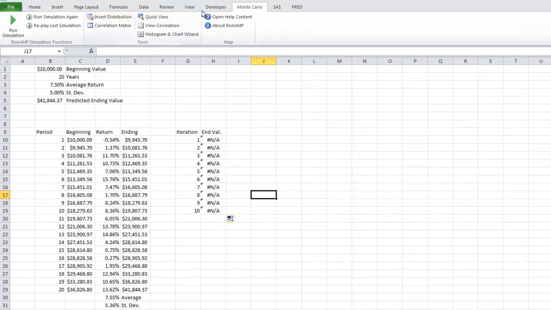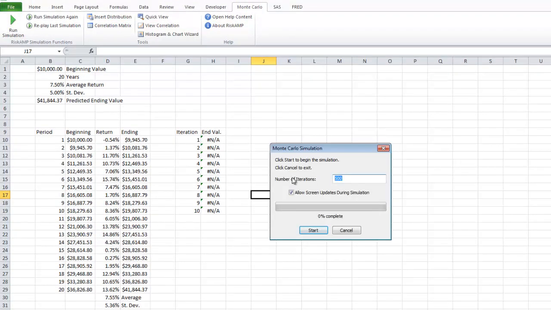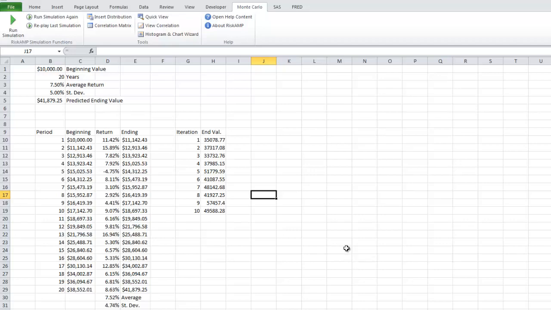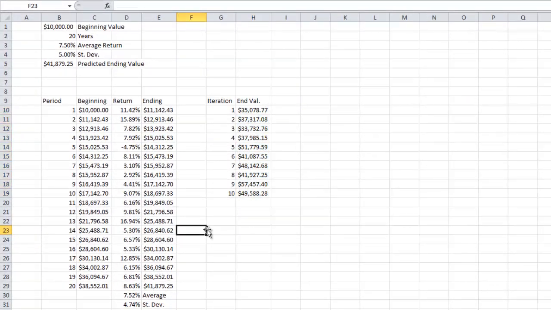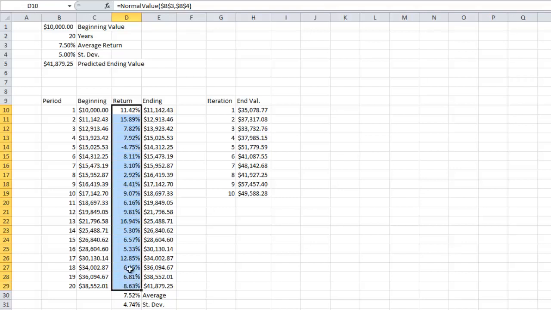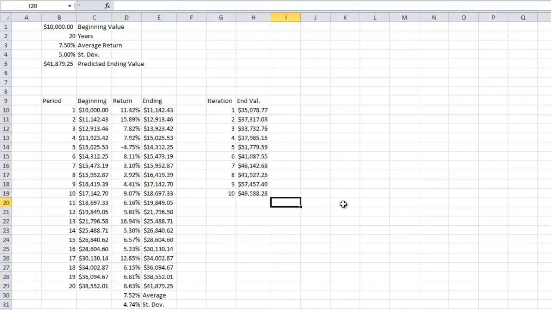And now we can go up to the Monte Carlo tab. We can run a simulation, and we're just going to do 10 iterations. So we do it, and you can see the screen updating. And let's go ahead and turn that into dollars. So what happened is 10 different times, Excel drew these 20 returns from a normal distribution with an average of 7.5% and a standard deviation of 5%. When it did it, that's the outcome that we got. That's very informative.